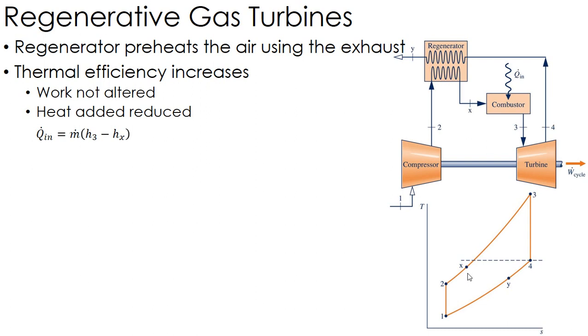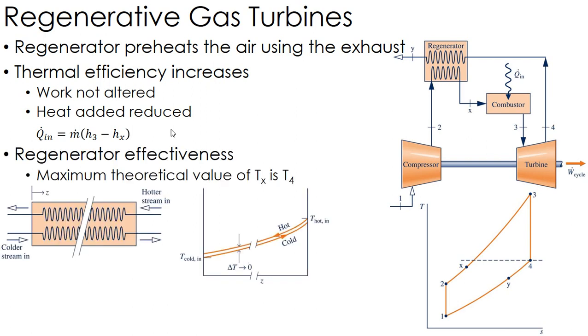So again, because of this, the thermal efficiency is going to increase because my work isn't changed at all. The compressor and the turbine are doing the exact same thing they were doing. The only thing that's done is the heat is being reduced. The Qin is reduced, okay? So the thermal efficiency is going to go up if the heat in is reduced. So my Qin is actually H3 minus HX rather than H3 minus H2 as it would have been without the regenerator. So again, it's going to improve our performance with this in here.